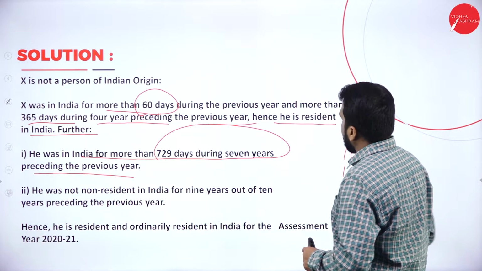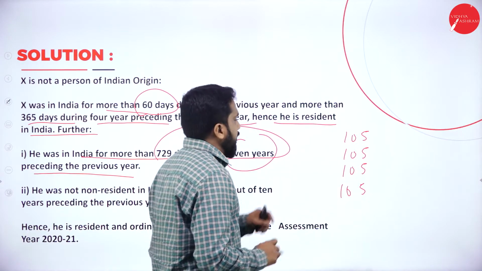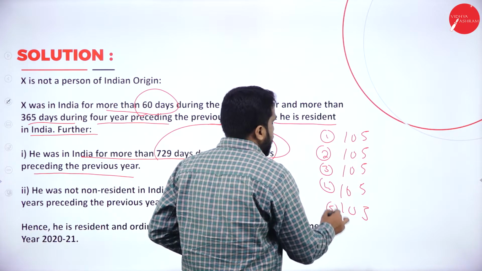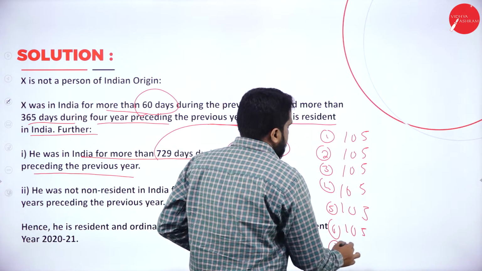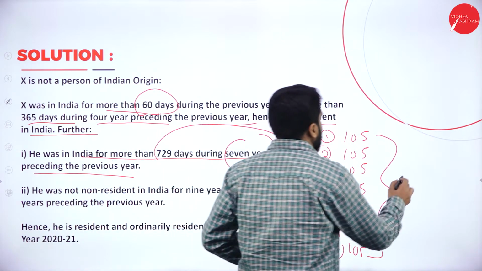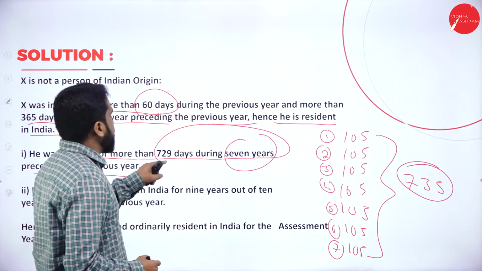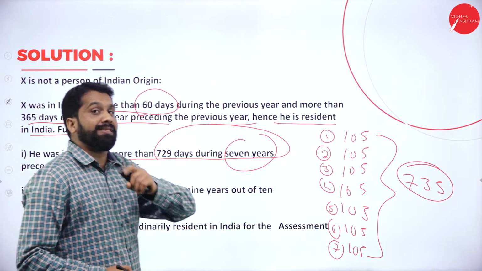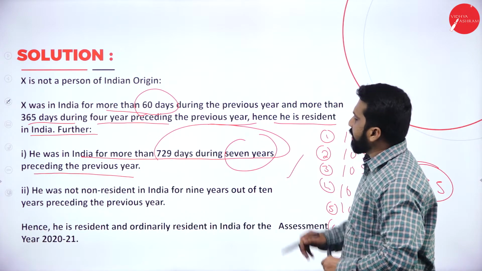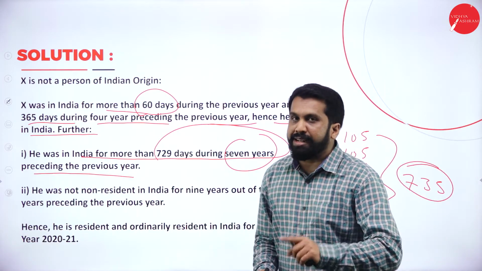105, 105. How many years? Out of 7 years, he must be there for 729 days. We'll check. Every year 105 means year 1, year 2, year 3, year 4, year 5, year 6 and year 7. Every year he was there for 105 days. We'll add, how much will you get out of 7 years? It will be 735. How many days were required? 729. How many days was he there? 735 days. So, more than actually required. So we call him a resident. Not only is he a resident, he is a resident and ordinarily resident.